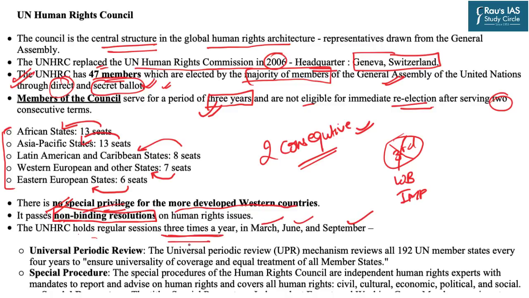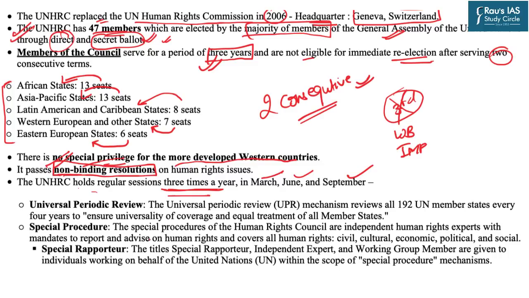Further, the UNHRC holds regular sessions 3 times a year, in March, June, and September. Now, there are two important things associated with this council. There are two important mechanisms. The first is the Universal Periodic Review, and the second is the Special Procedure. The Universal Periodic Review reviews all the member states every 4 years to ensure universality of coverage and equal treatment of all the member states.